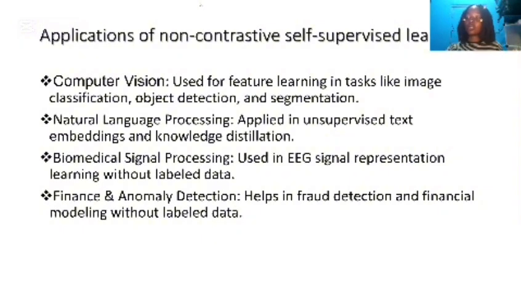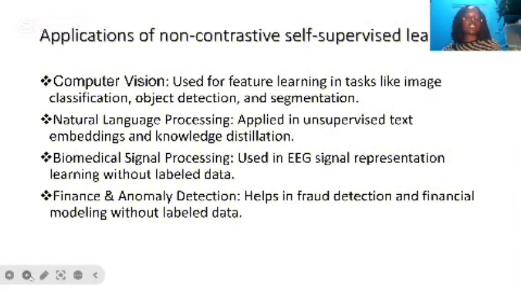Then we have finance and anomaly detection. Now this one helps us to deal with fraud and helps us to detect scammers. So it learns patterns of fraudulent transactions without labeled examples. Then it can also apply in stock market forecasting, whereby it extracts meaningful financial features without contrastive losses. Then also risk management, whereby it identifies anomalies in financial records and transactions.